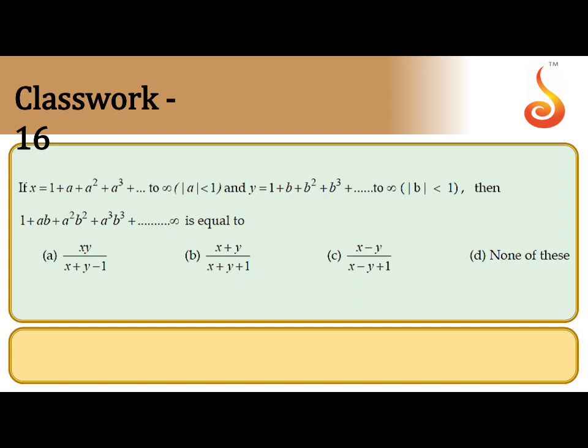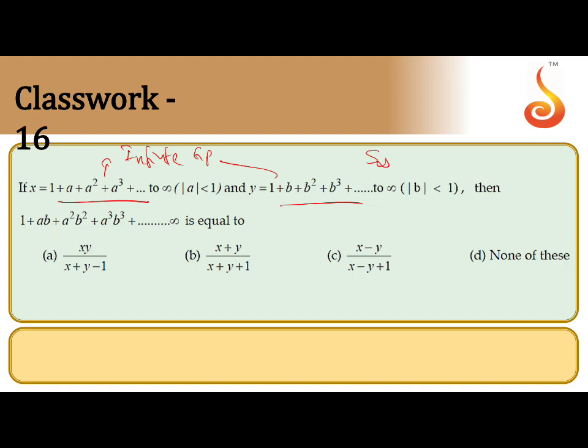This is on infinite GP. X equals 1 plus A square plus A cube and so on to infinity. This is infinite terms. So look at the question. X equals 1 plus A square and so on to infinity. This is an infinite GP. This is also an infinite GP. The required answer is an infinite GP.